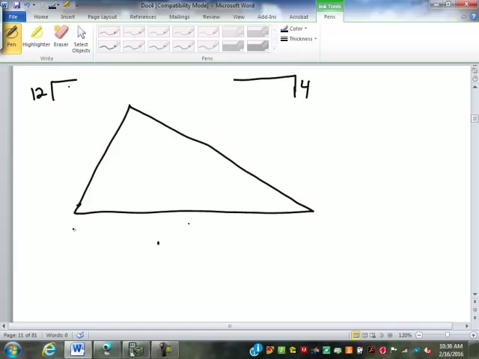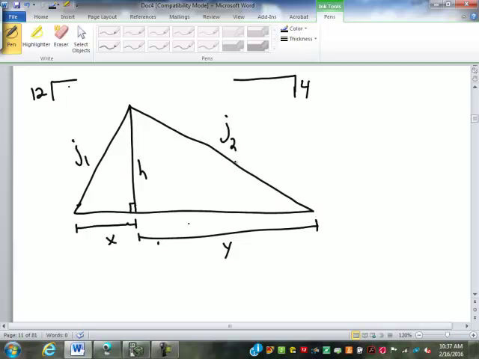If we're given the runs, so let's say this is H here, and we'll call this X and Y. If we're given the runs X and Y, it's real easy to find the height. And of course, there's going to be two different lengths. We'll call this J1 and this J2 over here. But you know me, I'm not going to make it easy. Let's say I'm not given X and Y, but we are given that this is a 40-foot span. Can we find X and Y? Yes, we can.